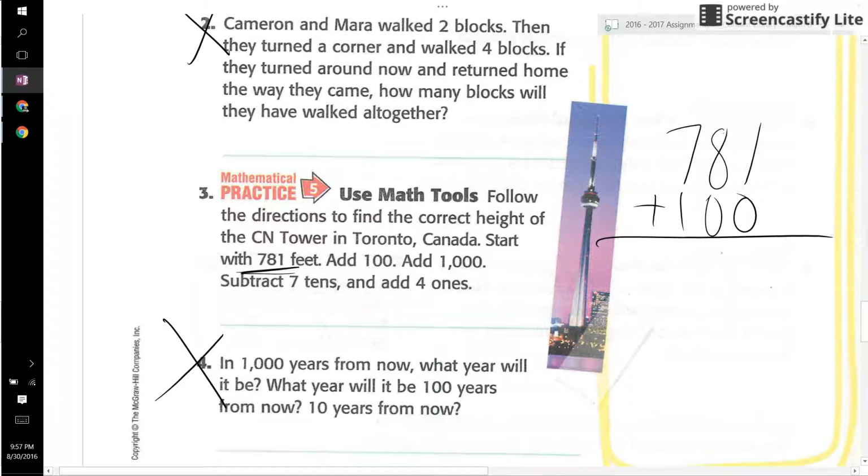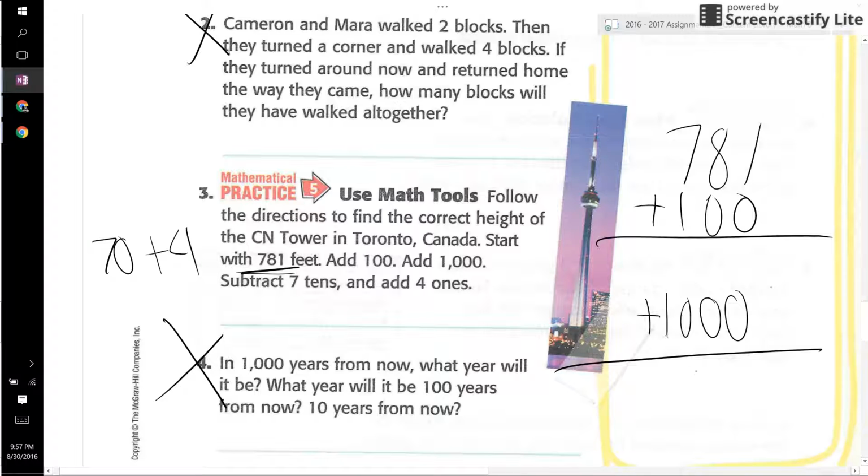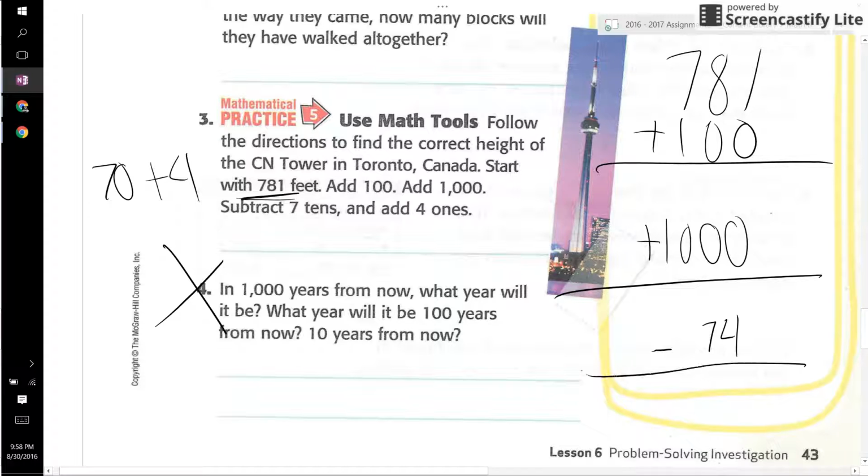Well, I'm going to get the answer to this first, so I'm going to put plus 1,000 down here because I want to make sure that I'm being really careful. And then last, I'm going to subtract 7 tens and 4 ones. So I'm going to subtract 74. So that's our plan. I'm going to add it this way. So let's go ahead and solve it.